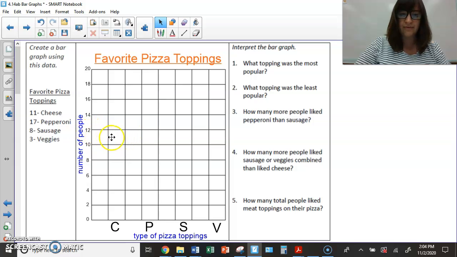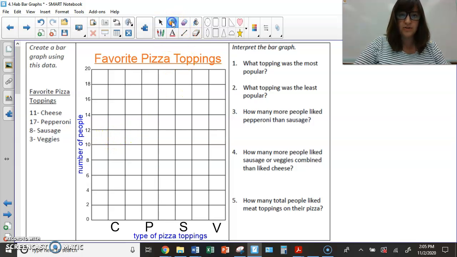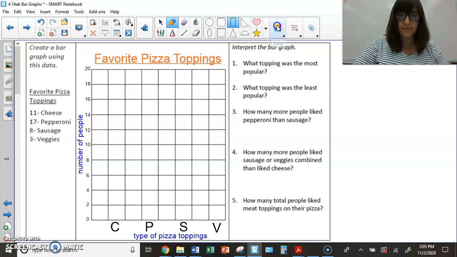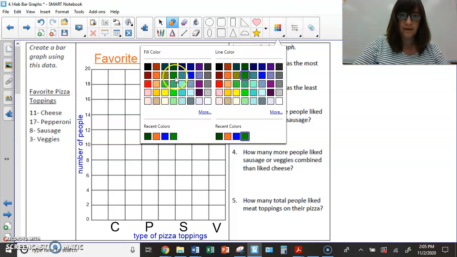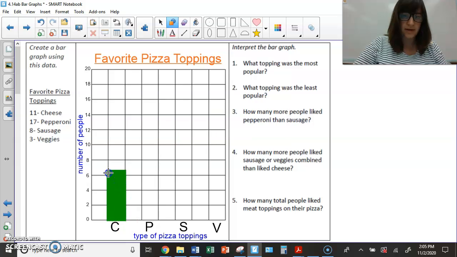It's actually halfway in between. So when I mark this, I'm going to mark this line halfway in between. So I'm going to take this and I'm going to draw my bar, and it's going to go up here and it's going to go halfway in between, right there.